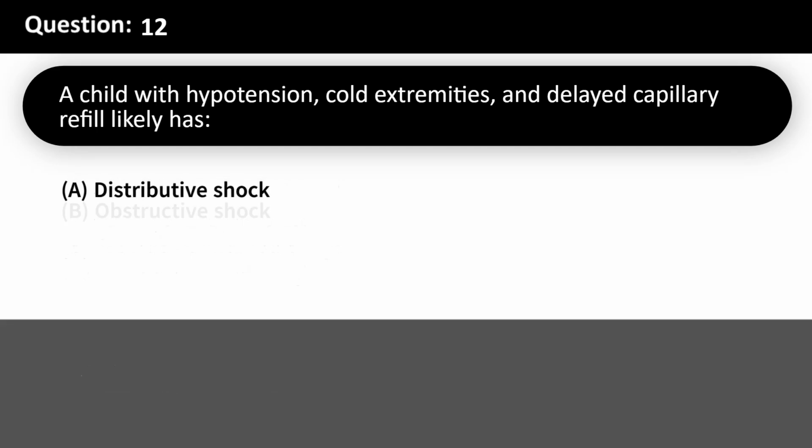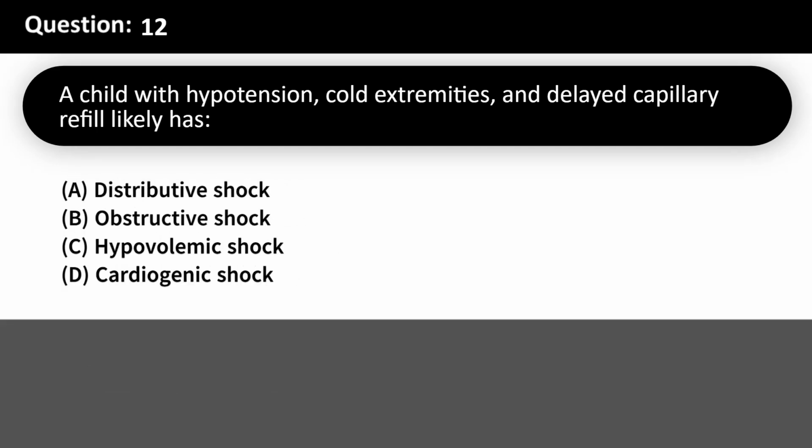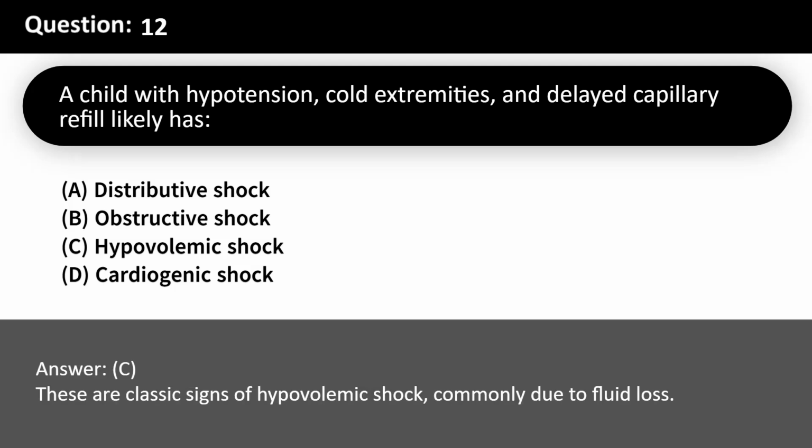A child with hypotension, cold extremities, and delayed capillary refill likely has: A. Distributive shock. B. Obstructive shock. C. Hypovolemic shock. D. Cardiogenic shock. Answer: C. These are classic signs of hypovolemic shock, commonly due to fluid loss.